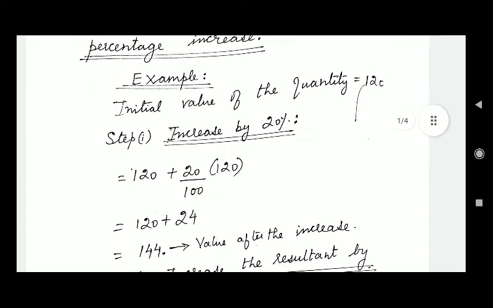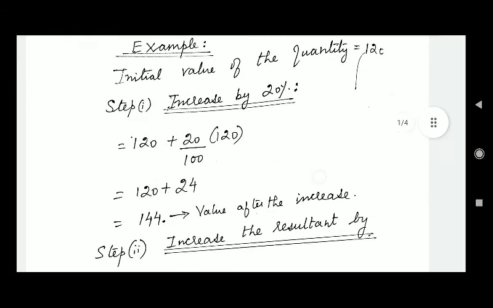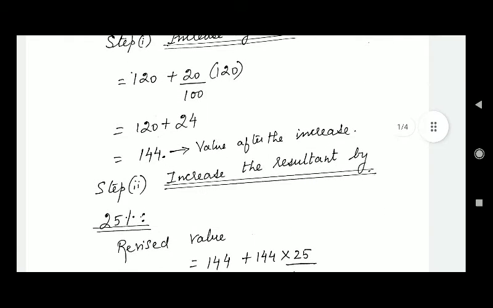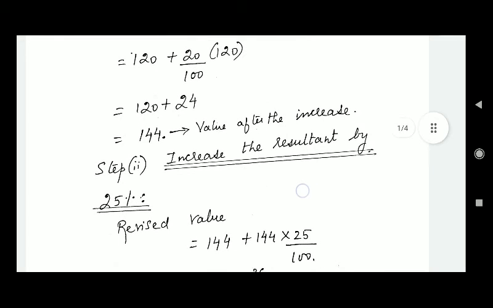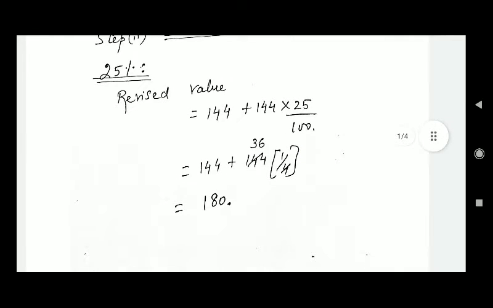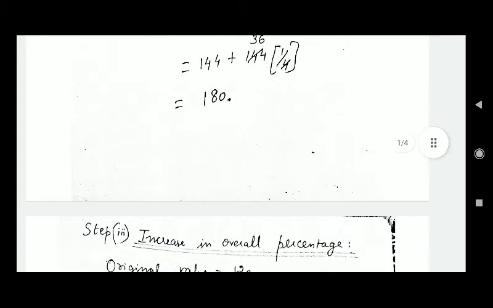Step 1. If we increase it by 20 percent, the revised value that we will get will be 120 plus 20 by 100 times 120, which amounts to 144. This is the revised value after the first increase. Step 2. If we increase the resultant by a further 25 percent, the revised value will be 144 plus 25 by 100 times 144, which amounts to 180.